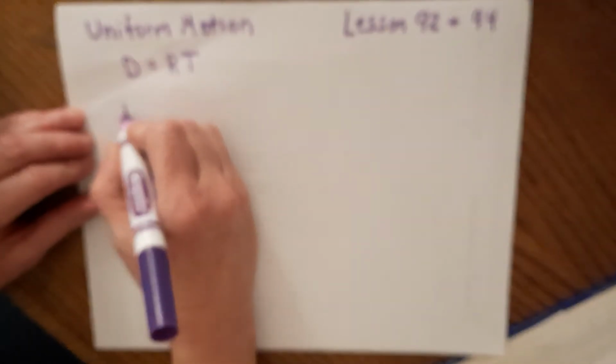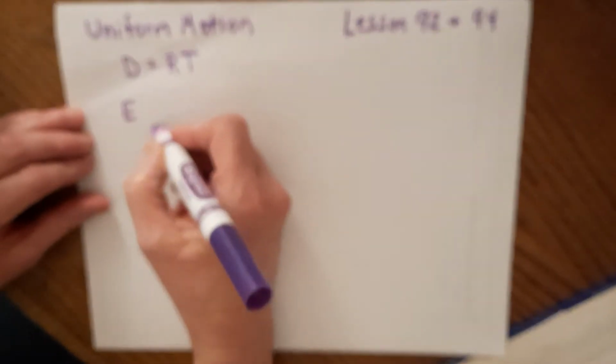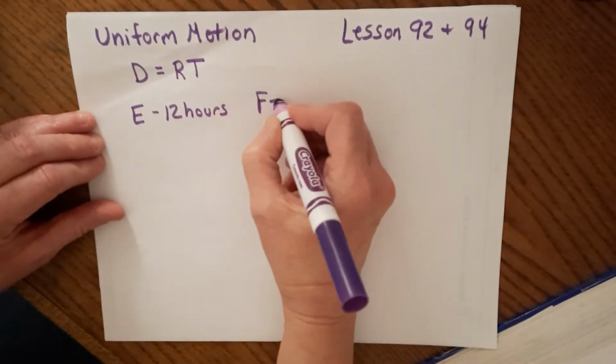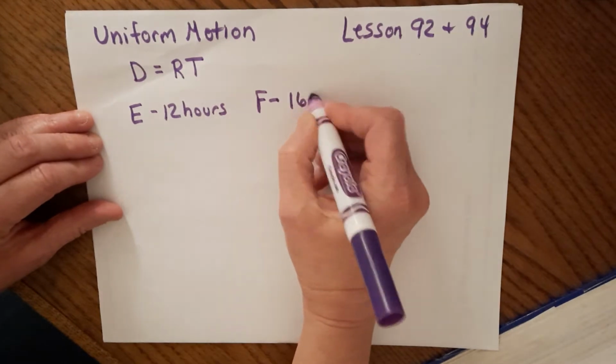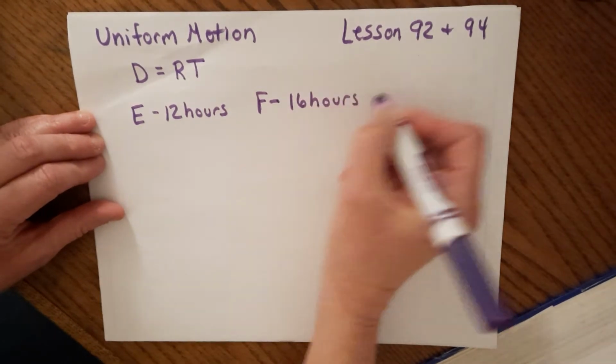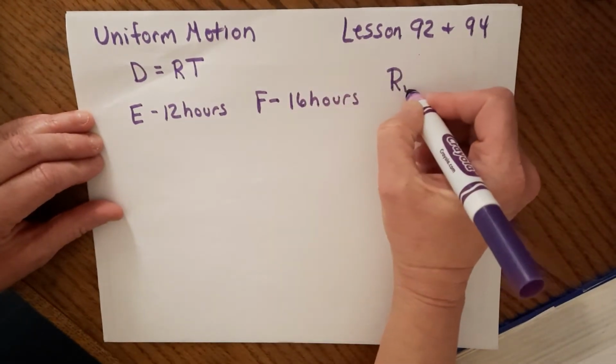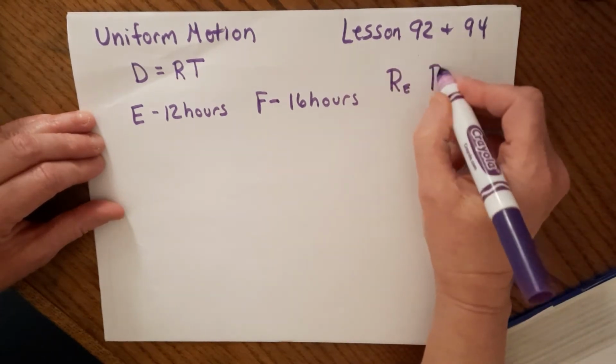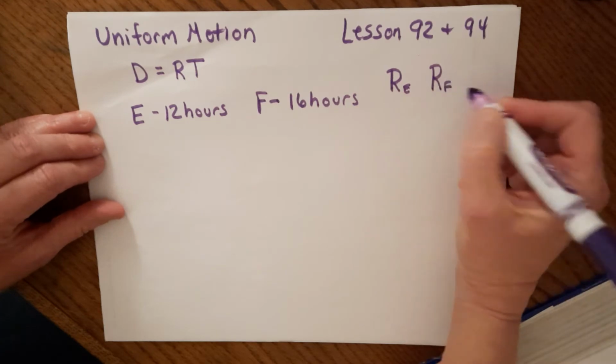So for example, in lesson 92, the problems will be something like this. On Tuesday, the express train, which I'm going to represent by E, made a trip in 12 hours. And the freight train on Wednesday made the same trip in 16 hours. They want us to find the rate of the express train, which I will write R with a little e, and they also want us to find the rate of the freight train.